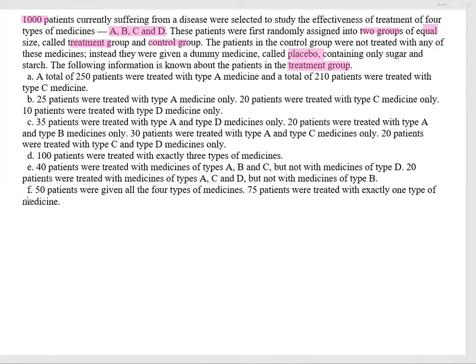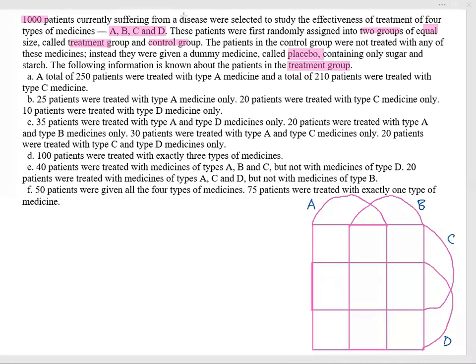Out of that, I can see some points given wherever these 500 patients, how it is distributed. So we need to go with a 4-set Venn consideration. Let us draw this one. Now, first information, we have drawn these 4-set Venn diagram. First information, a total of 250 patients were treated with type A medicine and a total of 210 treated with type C medicine. Let us feed that data. Type A, which is 250, so this is 250 total number.